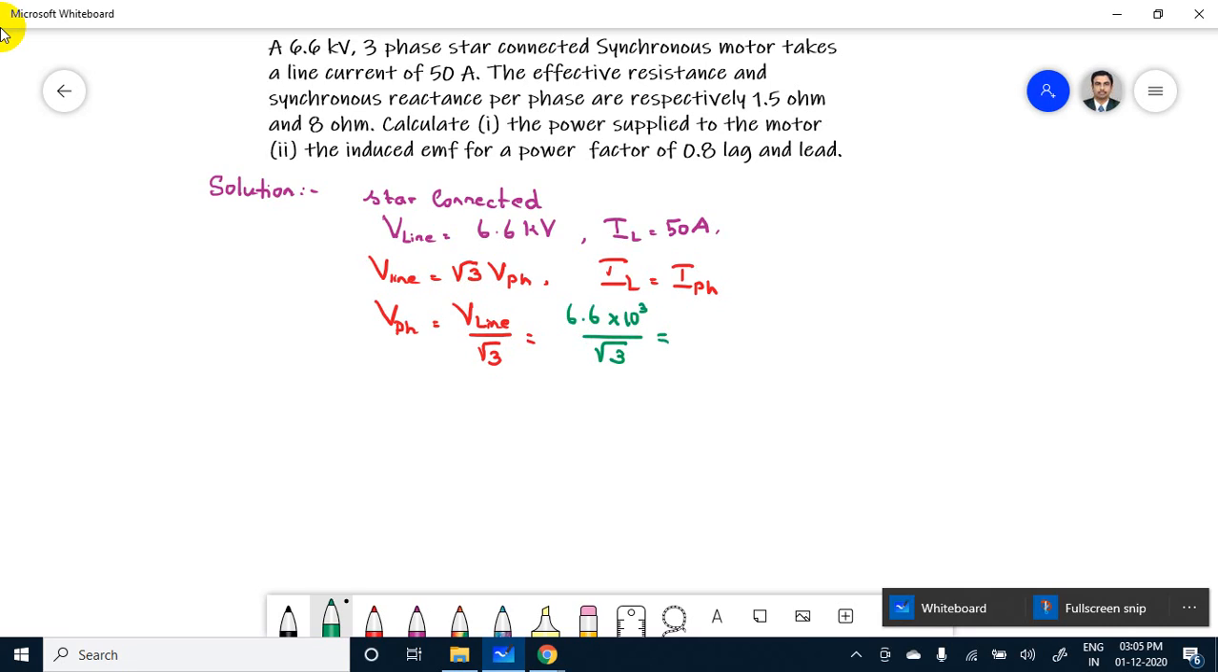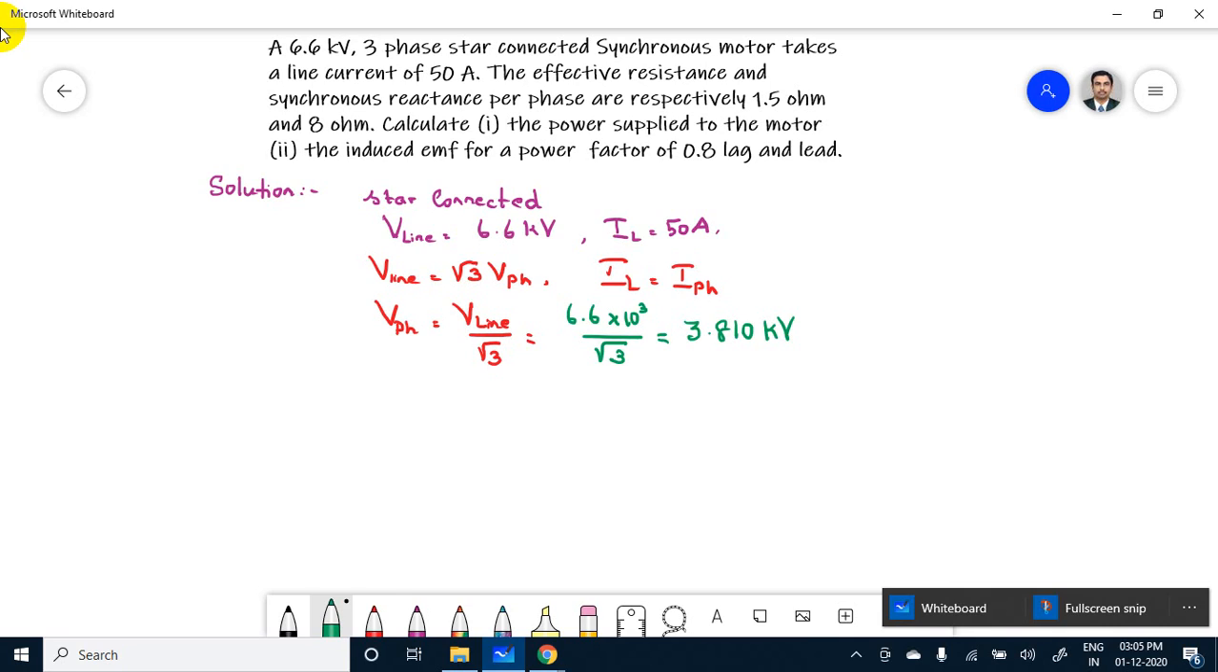What is the answer? Anyone? Please give me the solution. What's the answer? 6.6 into 10 power 3 divided by √3. How much? So 3.81 into 10 power 3, 3.81 kilovolt. Okay, and the line current.